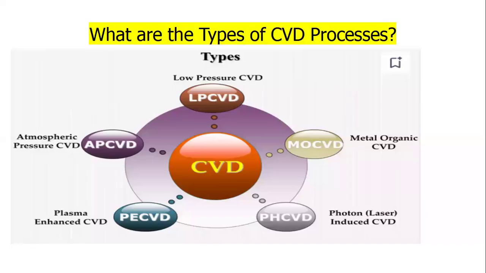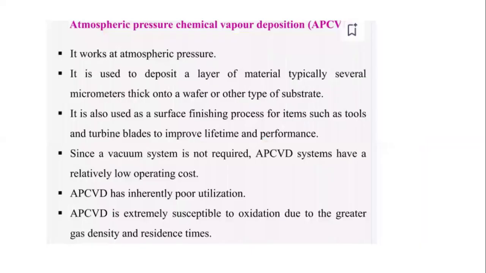Hello, good morning. I am discussing the types of CVD process. There are different types of CVD process: low pressure CVD, atmospheric pressure CVD, plasma enhanced CVD, photon induced CVD, metal organic CVD. 5 types of CVD process.